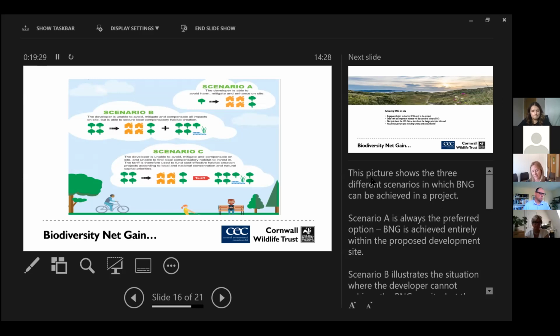providing the off-site provision. So in that situation, they'd go to a third party, which could be a local planning authority or a private offset provider, and the developer pays a tariff to fund habitat creation and enhancement projects. So that's how you would achieve it if you couldn't achieve it on site. And unsurprisingly, Cornwall Wildlife Trust are offering biodiversity offsetting as a private provider, and we have several sites ready to go.